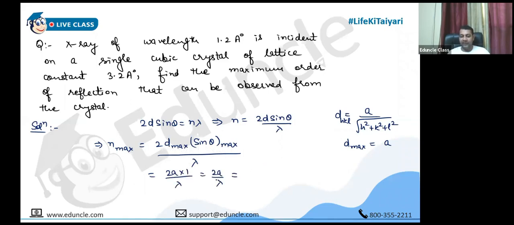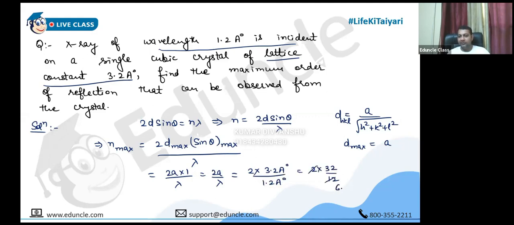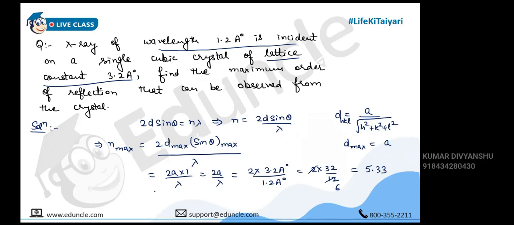d max is equal to a. Is it clear? Because HKL, all of them, they cannot be 0. At least one of them should be 1. So the max possible value that d can have is a. Okay. Now lattice constant a is given, and wavelength is also given. So now you can put these values. So can I write it as 2 into 32 by 12? 6, how much? 5.33. Yes, sir. But n has to be an integer. No?